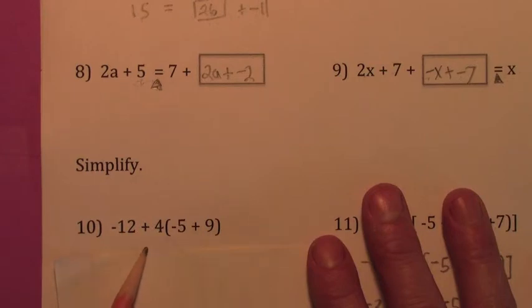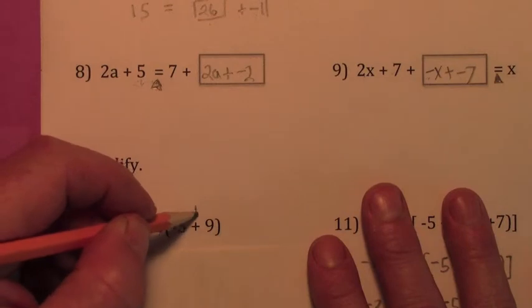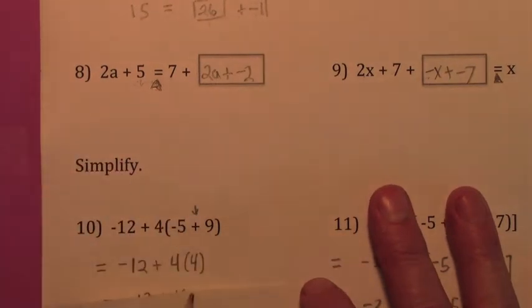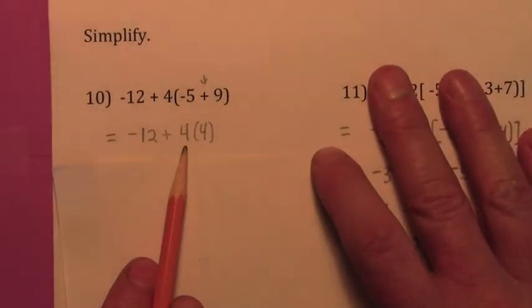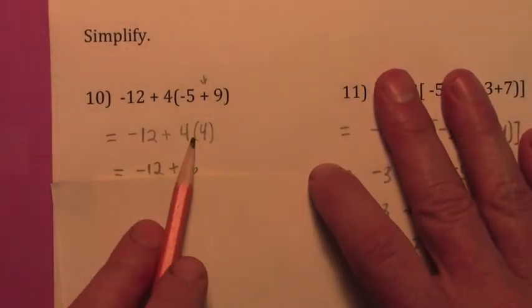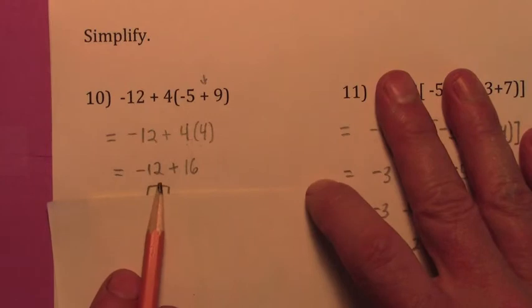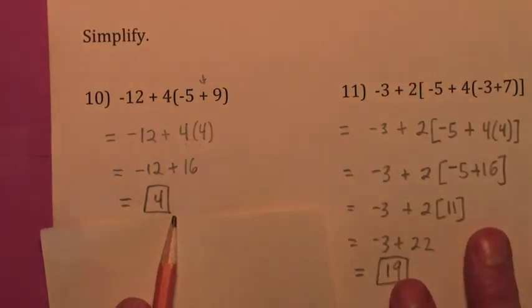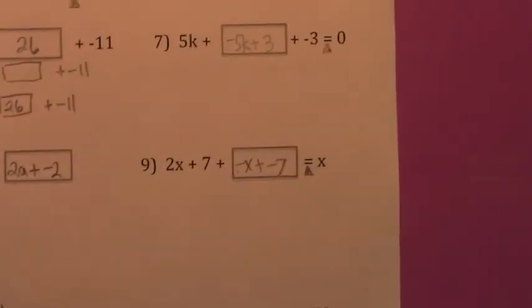Okay, let's simplify this. We work inside the parentheses. We're going to do this first, right? This operation, negative 5 plus 9. So that becomes a 4. We're writing the whole problem down, right? We always write the whole problem down. Now, when you multiply before you add, this becomes a 16. Negative 12 plus 16 is 4. There you go. Let's do this one, then I'll give you some to practice.